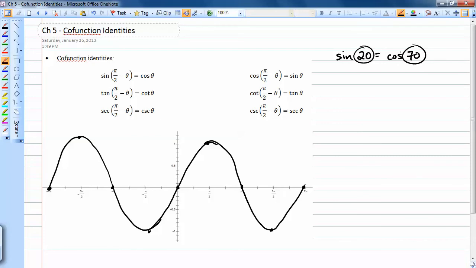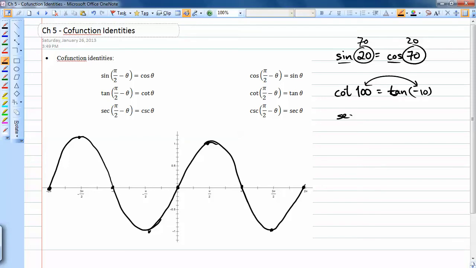And it doesn't matter what these are. I could switch them, 70 and 20. They're still complementary, and one is a function and the other is its cofunction. So if I said cotan of 100, well, its cofunction is regular tan, and the complementary angle to 100 is negative 10. So these guys are going to be equal.